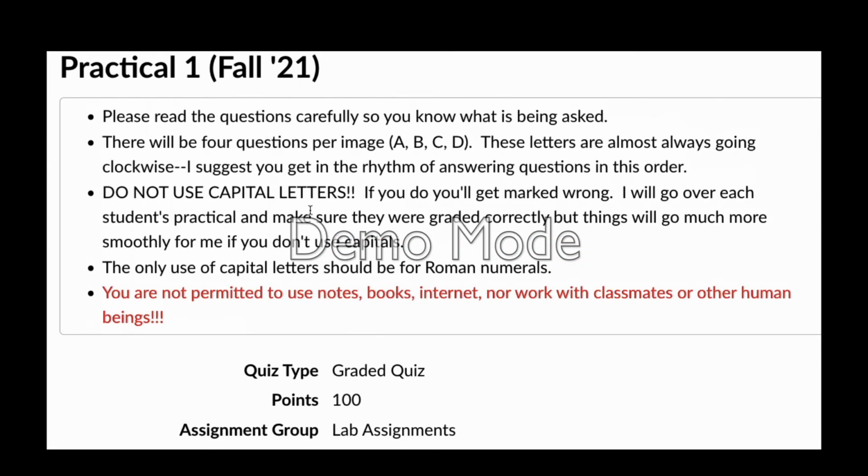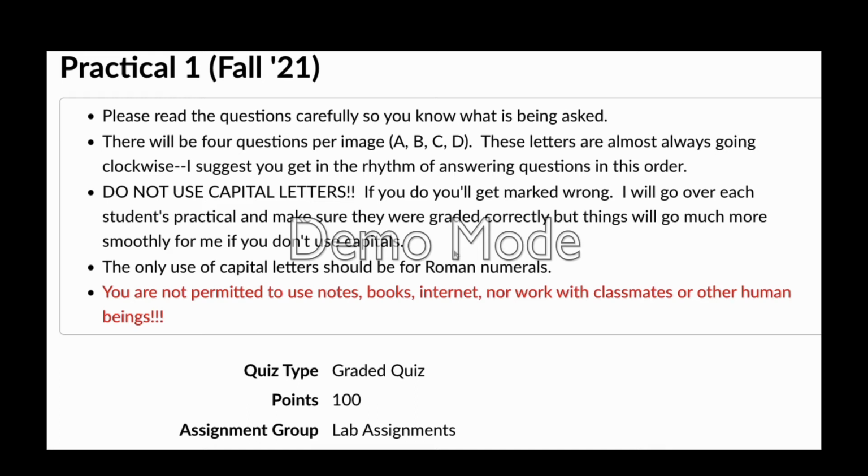Now I'm asking you not to use capital letters because the computer program will mark you wrong if you use a capital letter. For example, if I'm asking the bone, which is the thigh bone, in my answer key, I would write femur, F-E-M-U-R. But if you put capital F, you're going to be marked wrong.